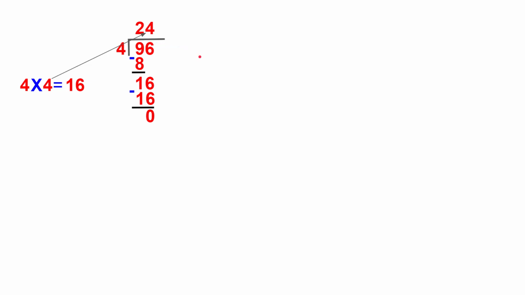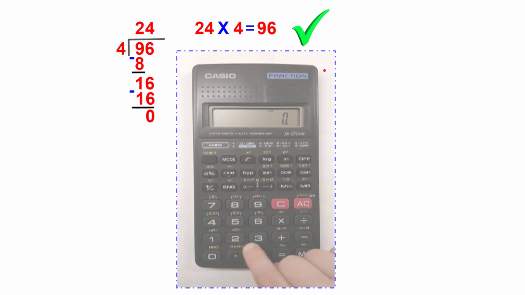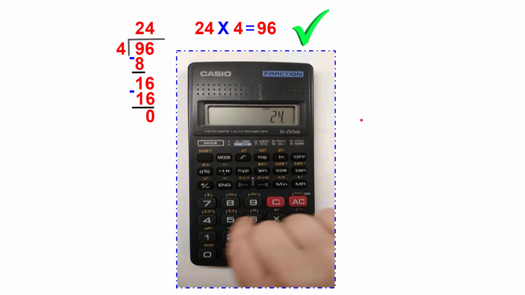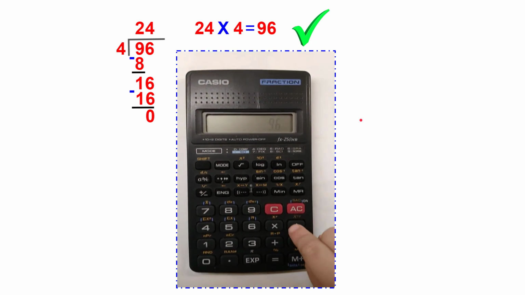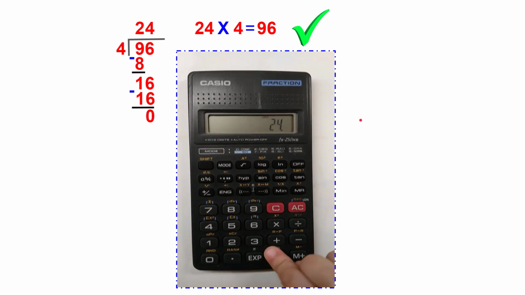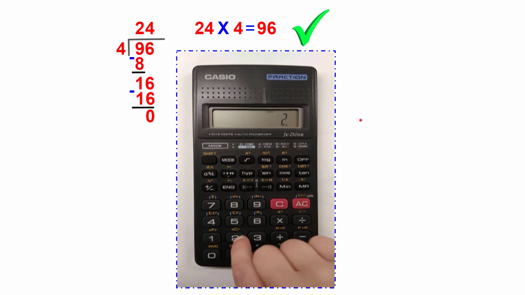Let's check ourselves. 24 times 4 is 96. That's great. Let's check it with a calculator. 24 times 4 is 96. Divided by 4, you get 24. That's great. Let's move on to the next example.